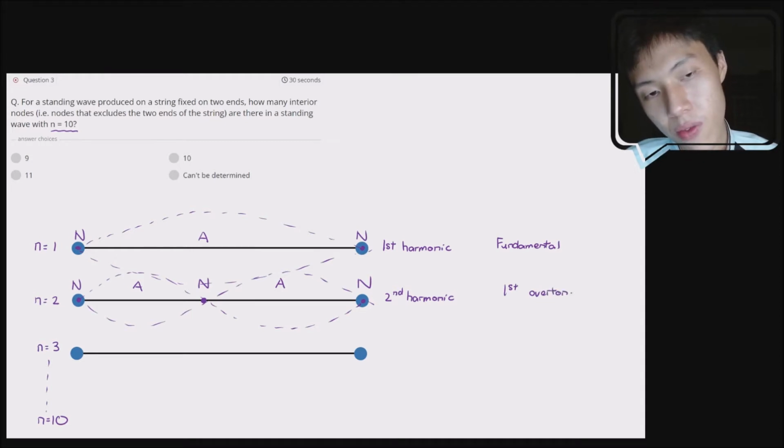So when you talk about harmonic, you talk about how many times does the fundamental pattern repeat.